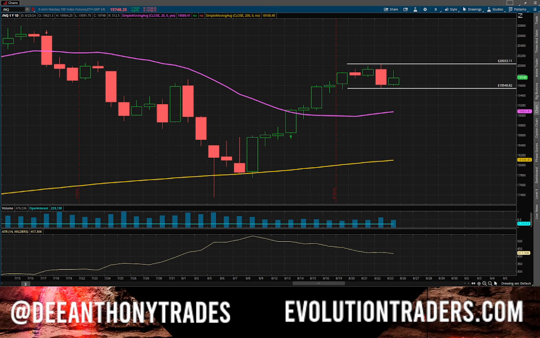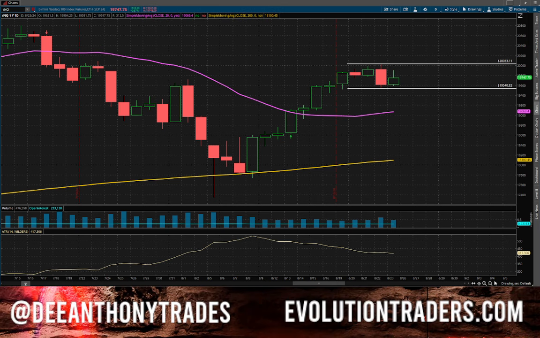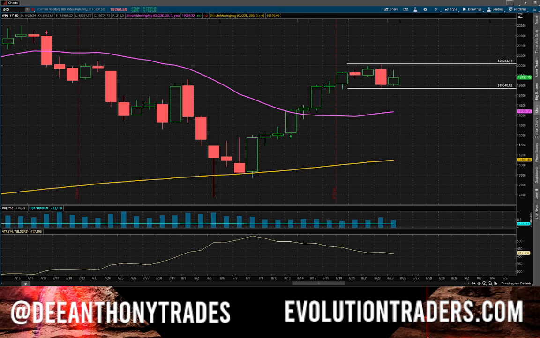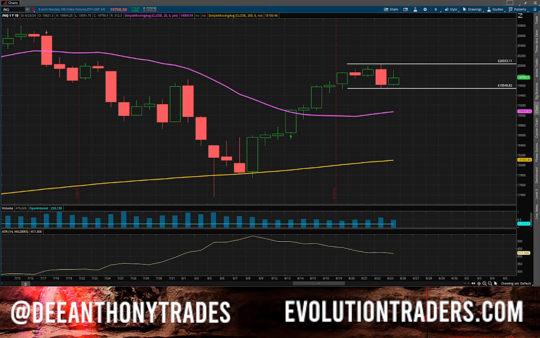So if we're trading in between, what is that telling us? We're not really moving higher or lower. So what we need to do is cut our position size in half or even more. We also need to lower our price target.